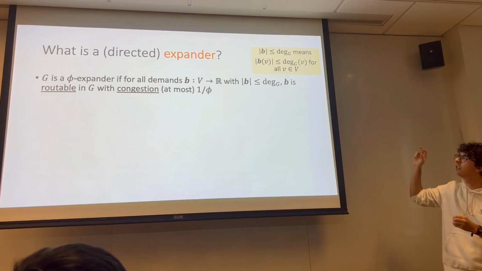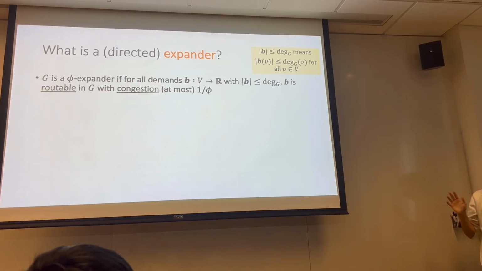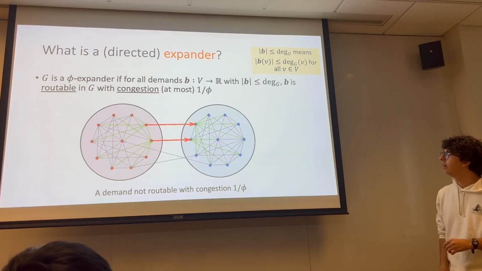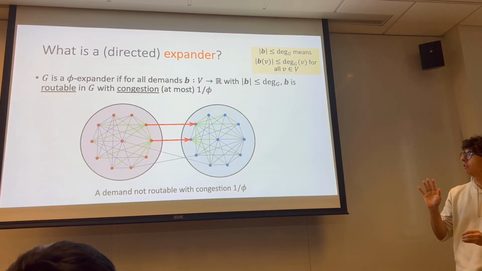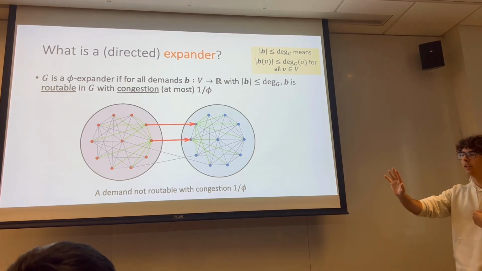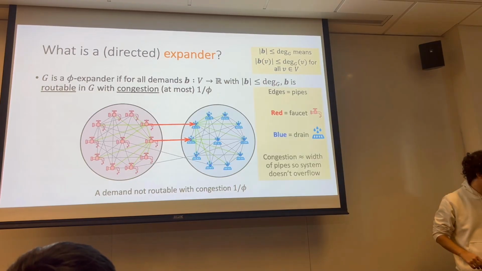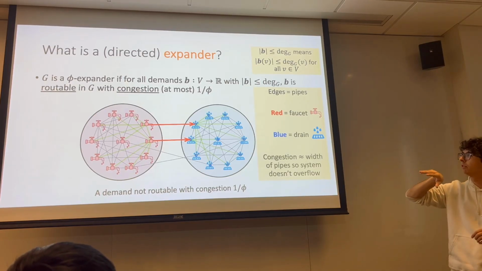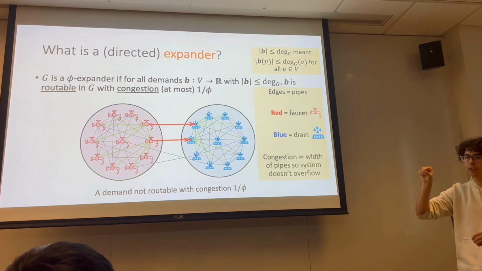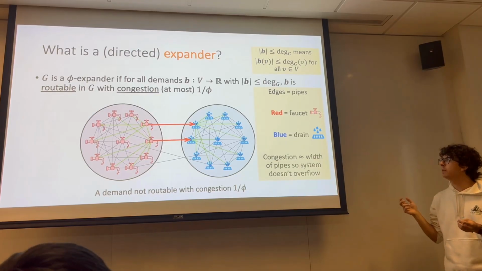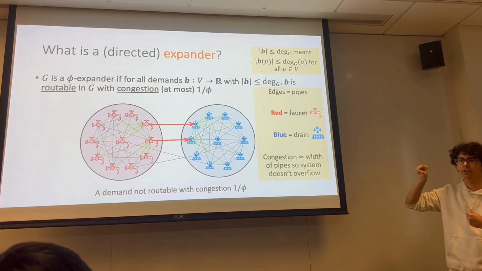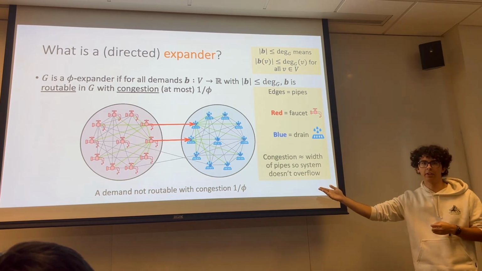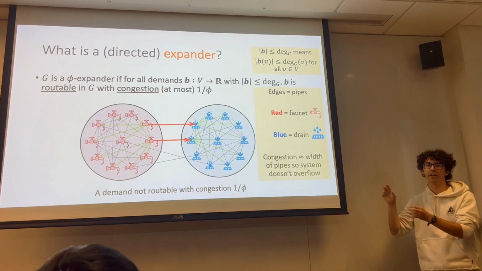Every time I use this definition in the talk, I'll restate it so you don't have to memorize it, but intuitively, it's like for any cut in the graph, if you color all the vertices on one side red and the other side blue, so they're like faucets on one side and drains on the other, then the water should be able to flow from the faucets to the drains without incurring too much congestion. So there shouldn't be a cut where there's very few edges crossing between all the faucets and the drains, because that would mean you can't route it with low congestion. This is an example of something that shouldn't happen in an expander.